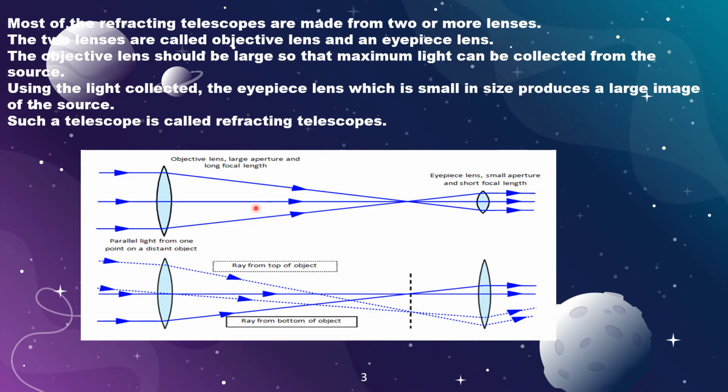A refracting telescope has two types of lenses. This large lens is called the objective lens and the small lens is called the eyepiece lens. The objective lens has to be large so that the maximum possible light can be collected from the source. After collecting the maximum amount of light from the source, the eyepiece, which is small in size, will produce a large image of the source. Such telescopes which make use of two or more lenses are called refracting telescopes.